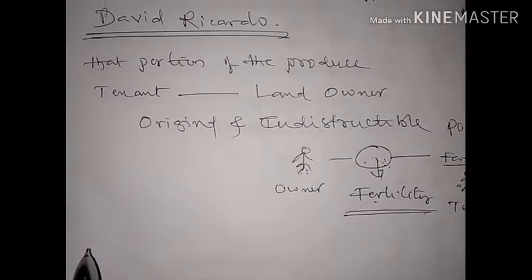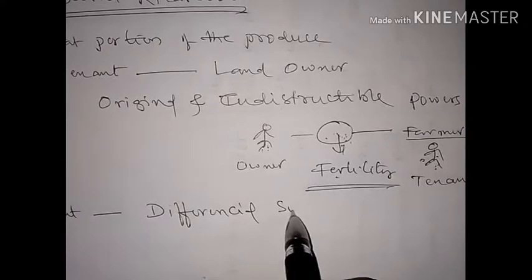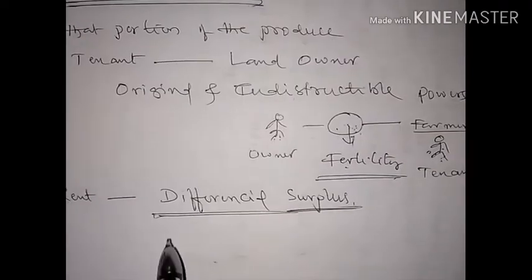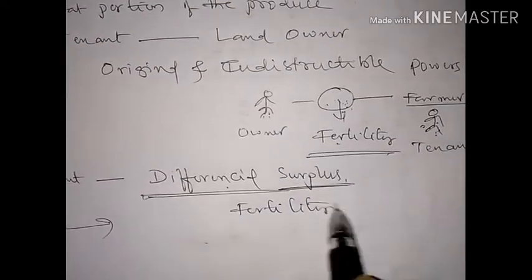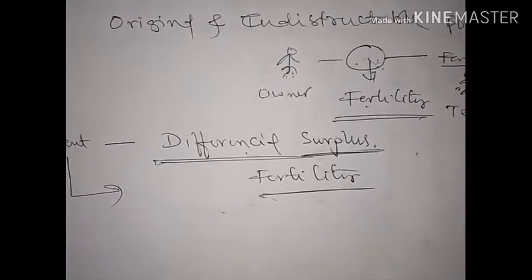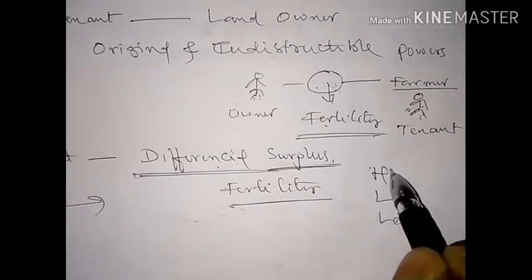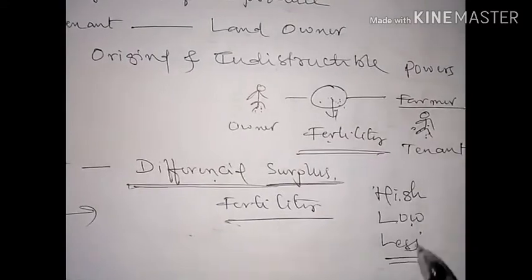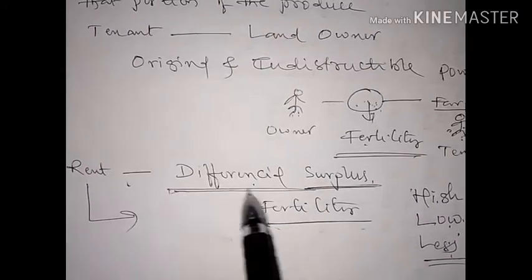And David Ricardo says that rent is the differential surplus. Differential surplus means here according to David Ricardo, rent arises because of the differences in the fertility of soil. All the lands will not have the same level of fertility. Some are high fertile lands, some are low fertile lands, some are less fertile lands. So because of the differences in the fertility of soils, rent arises. Therefore, David Ricardo says rent is the differential surplus.